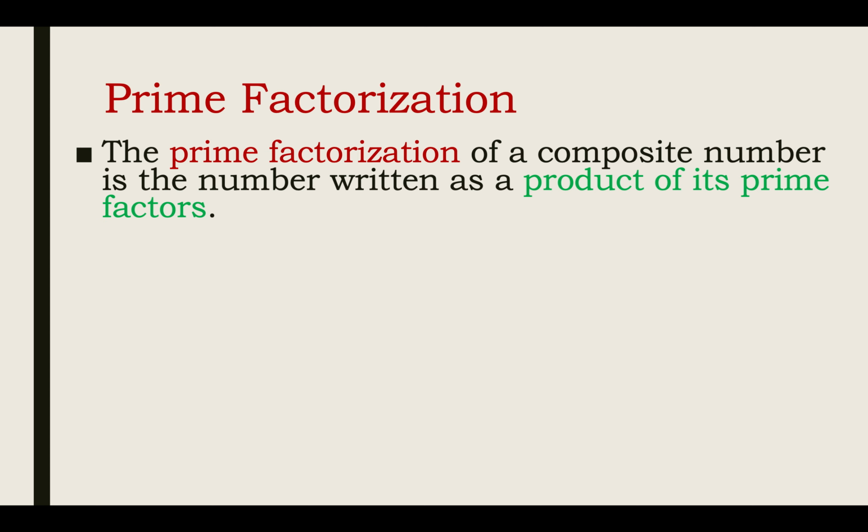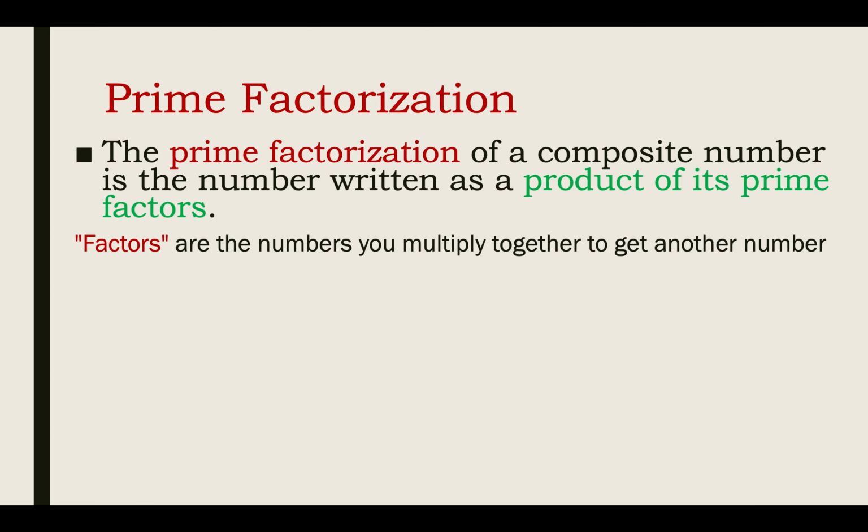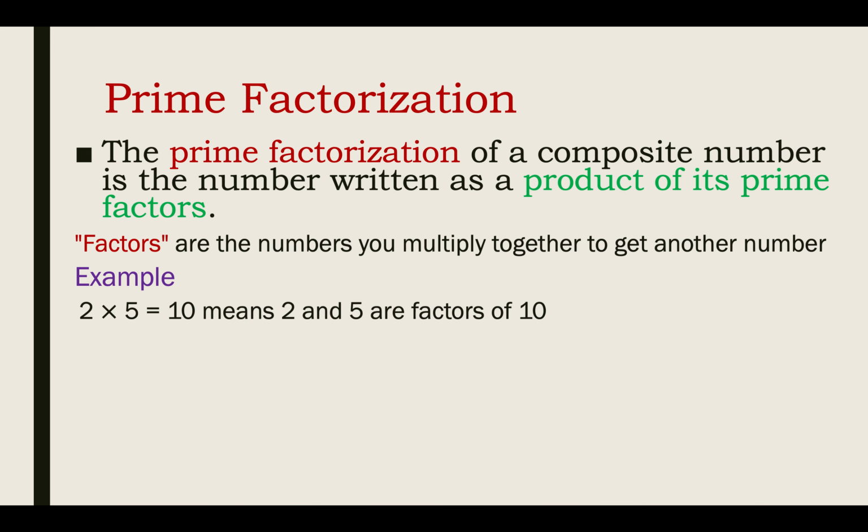What do you mean by factors? Factors are the numbers you multiply together to get another number. For example, 2 times 5 equal 10. It means 2 and 5 are the factors of 10.